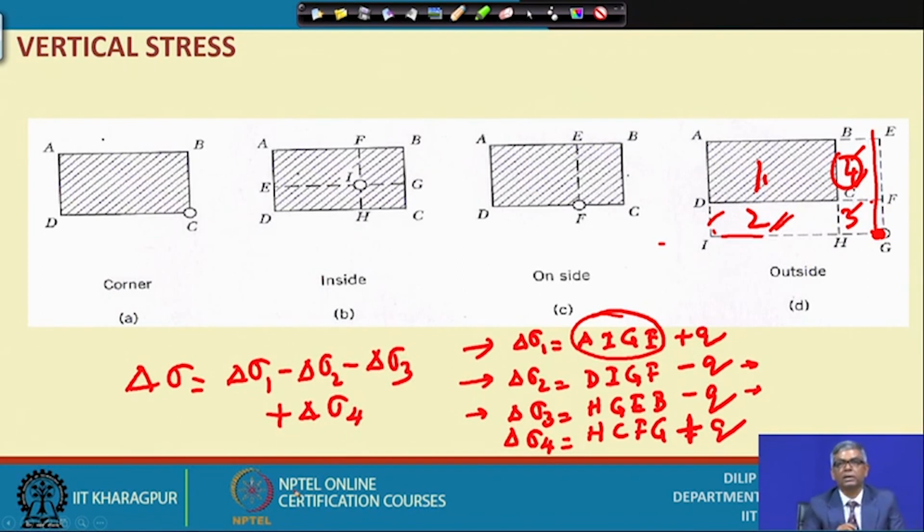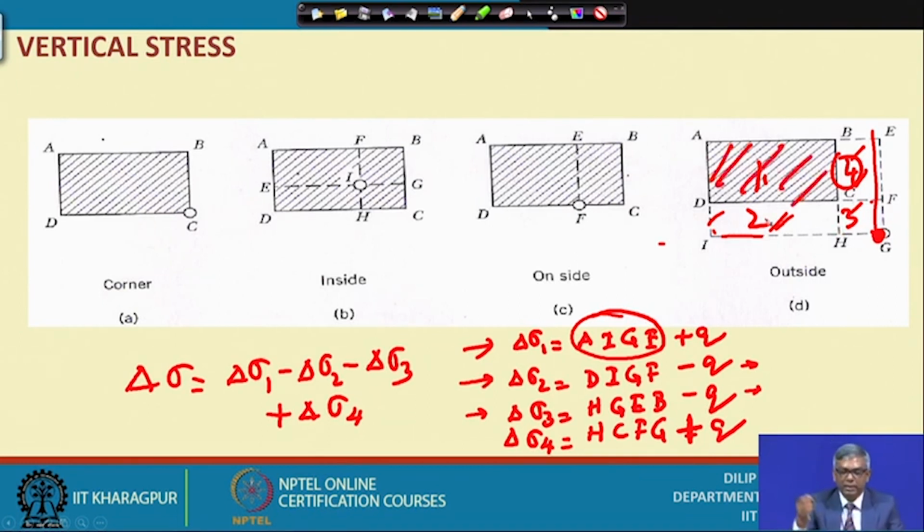So, like that I can get it. That means I have subtracted this, I have subtracted this. Initially I considered the entire area, now I have subtracted this, now I have subtracted this, but I have subtracted twice, because of that I have added, and then I am getting delta sigma 4. This is the way I can find out stress at this point because of this loading.